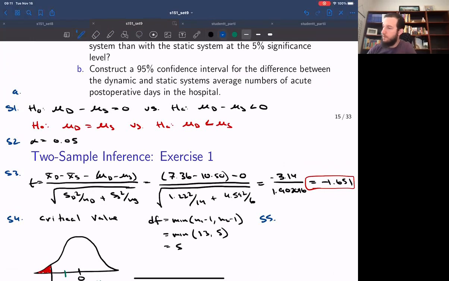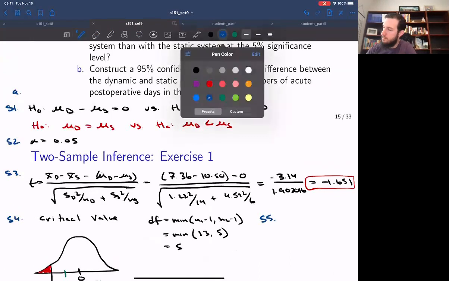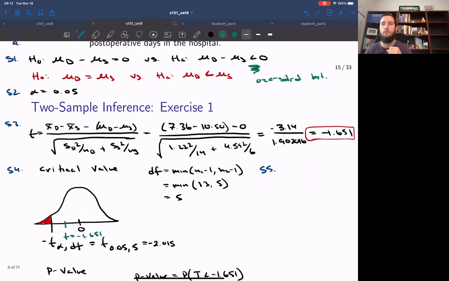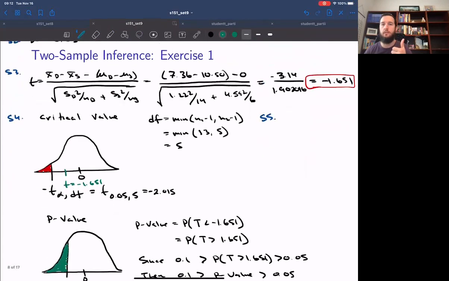So here, this is a one-sided test. So when we run one-sided tests, we don't divide the significance level into both tails. We only do that when we have a does not equal sign in the alternative. Make sense?